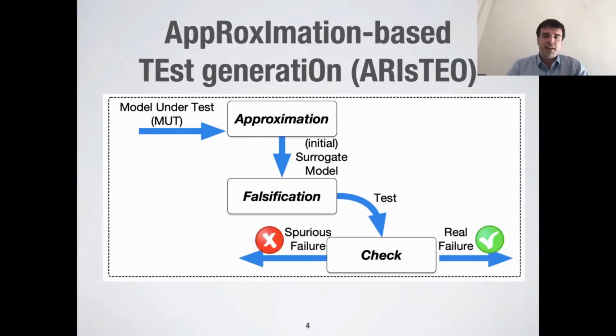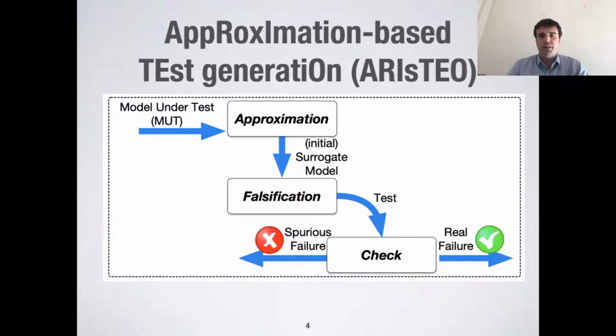Then this test case is executed on the original model under test, and the test case is verified. Essentially, the goal here is to check whether the test case is revealing a failure also on the original model under test. If this is the case, the failure is a real failure and is returned as output by ARISTEO. If this is not the case, the test case is showing a spurious failure, since the test case shows a failure on the surrogate, but that is not a failure on the model under test.